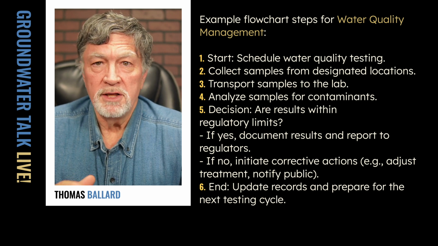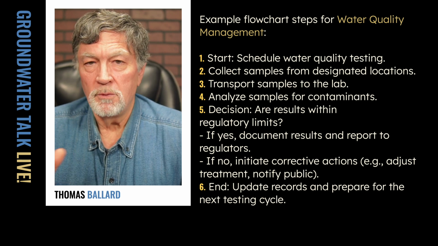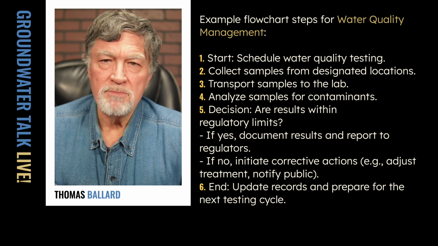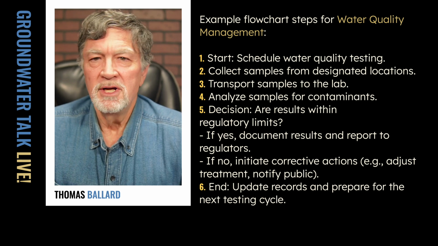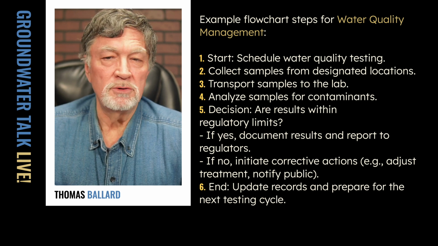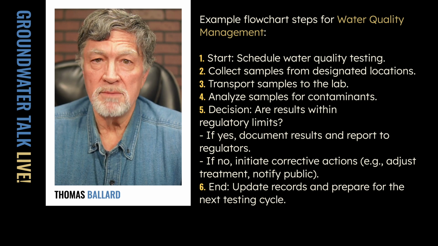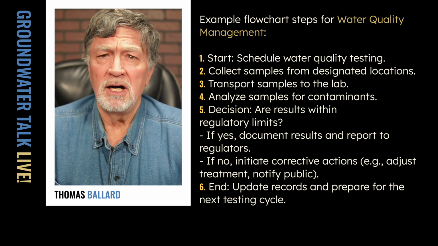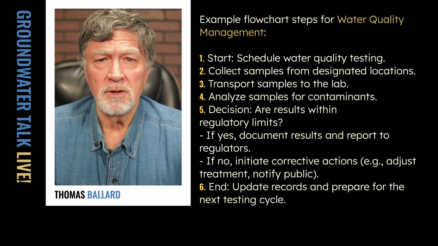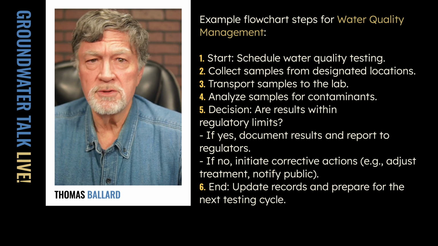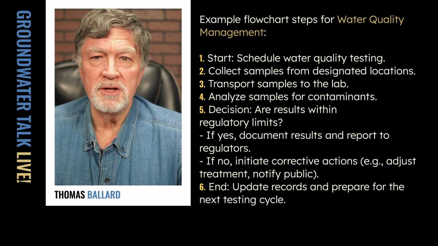So one is we schedule water quality testing, collect samples from designated locations, transport the samples to the lab, analyze the sample for our particular contaminants, and then we run into a decision. So this would be the diamond symbol. Are the results within regulatory limits? If yes, then we document results and report to the regulators. If no, then we go on a different branch.